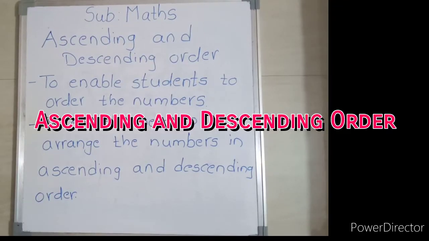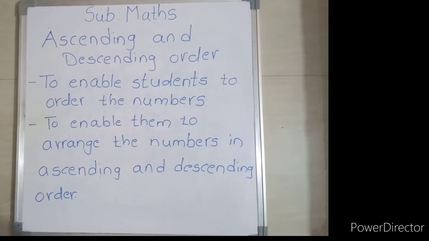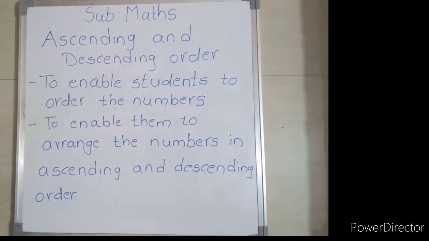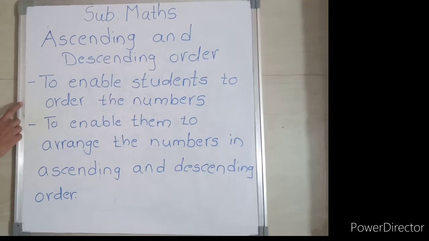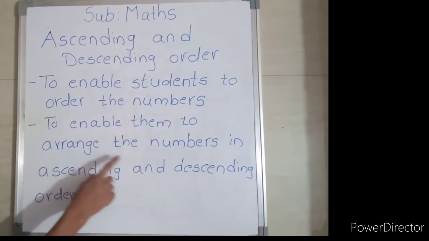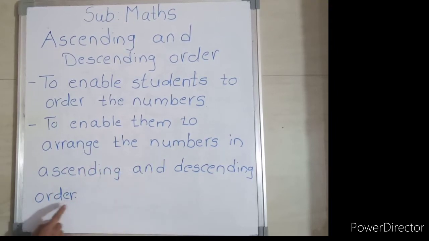Hello children. Children, we saw how to compare numbers, how to find out the greater number, how to find out the smaller number. Today, in this period, we are going to see how to write the numbers in ascending and descending order. First, we will see the objectives: to enable students to order the numbers, and second, to enable them to arrange the numbers in ascending and descending order.